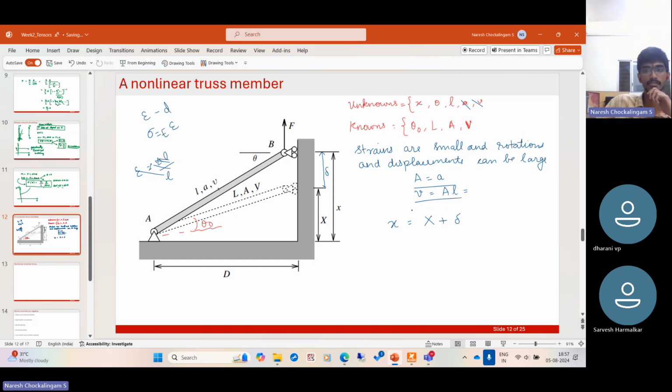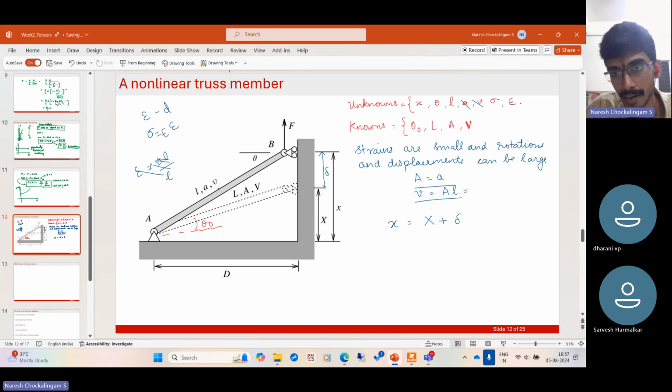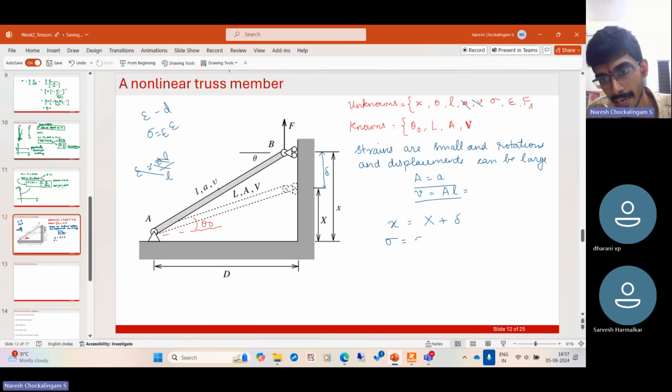This is one equation. And other unknowns are, we don't know the stress in the member, we don't know the strain in the member, and we don't know the force in the member, right? Let us solve all these. So the stress in the member is E times strain in the member. The force in the member is the initial, it's actually the final area, but we have assumed that the area doesn't change much. So A times the stress in the member. So it is nothing but E A epsilon.